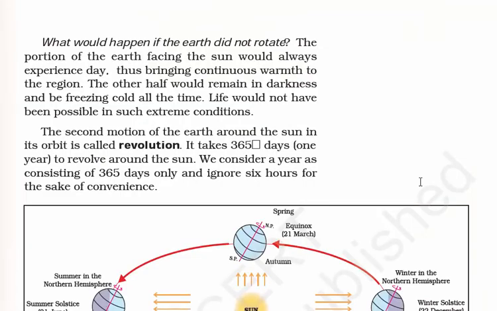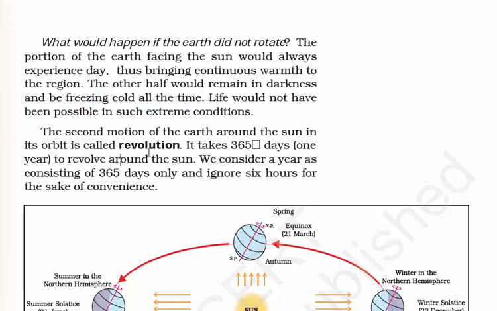Page 2. Have you ever thought what would happen if the Earth did not rotate? Of course, we don't want that to happen, but as a question, it is harmless to ask. So what would happen if the Earth did not rotate? Well, the portion of the Earth facing the Sun would always experience day. It will get very hot. The other half would remain in darkness and be freezing cold all the time. Human cannot survive in such harmful condition.